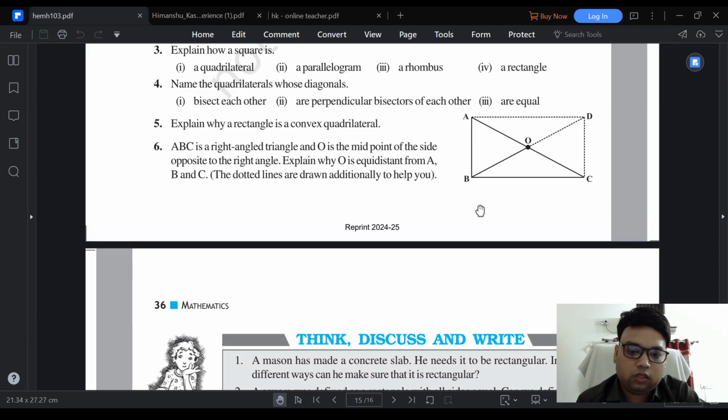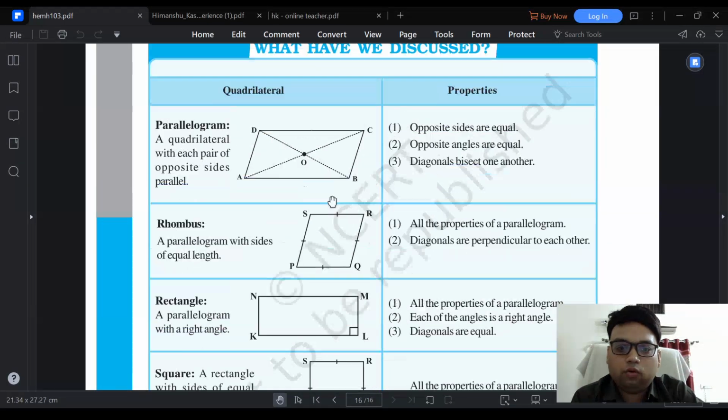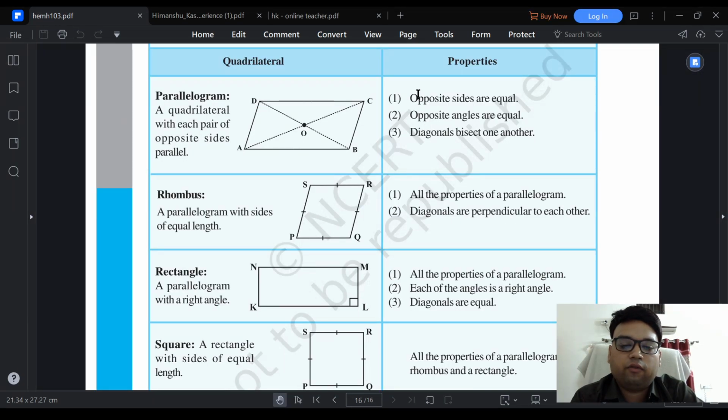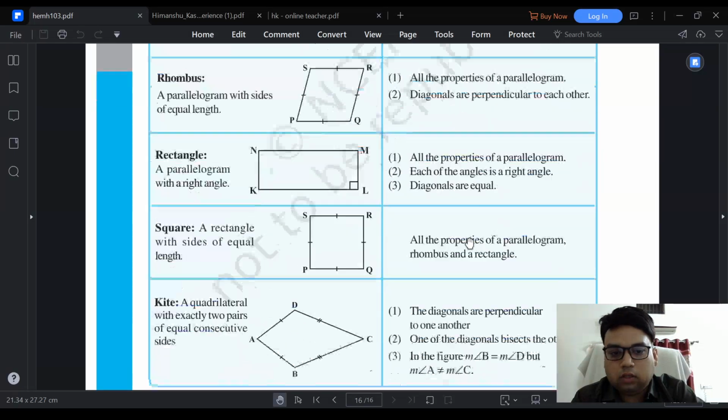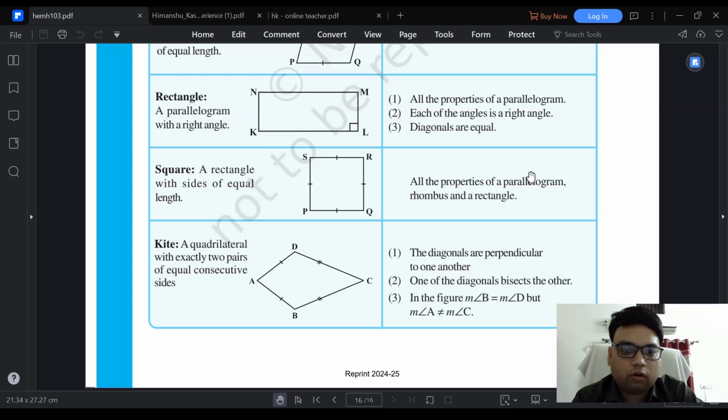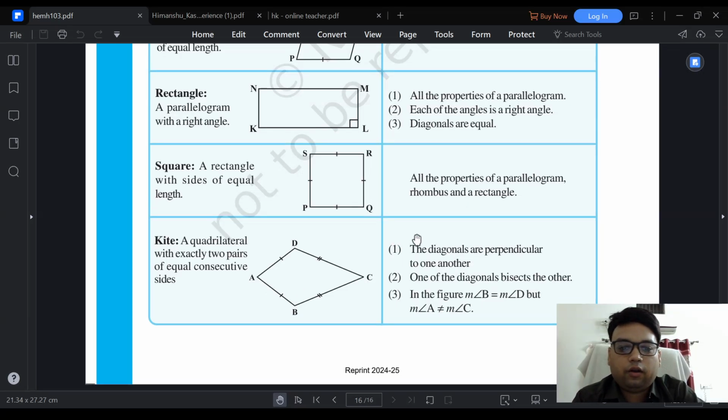Okay guys, this is today's class. Now in your book some properties of the parallelogram are given. Look at the summary of your chapter. Opposite sides are equal, angles equal, diagonals bisect one another. In case of rhombus, all three properties of a parallelogram lie here, and further the diagonals are perpendicular to each other. In case of rectangle, all the properties of a parallelogram, each angle is a right angle, diagonals are equal. A square has all the properties of parallelogram, rhombus and rectangle. In case of kite, the diagonals are perpendicular to one another. One of the diagonals bisects the other.